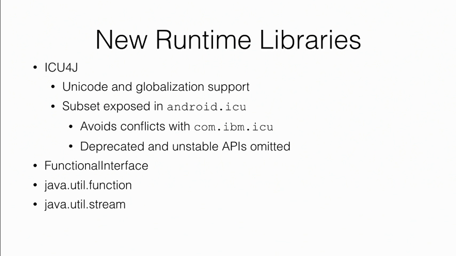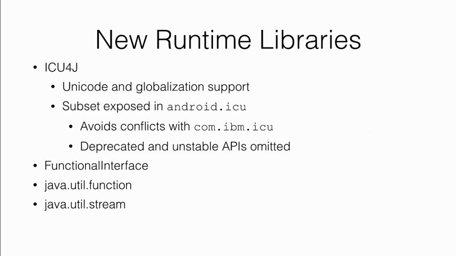We also have new runtime libraries. One of the big new ones is ICU4J. It's now part of the framework. ICU is a library that's useful for globalization, internationalization of your application. It's a fairly large library, so it's now part of the framework. We use a different package name so that we don't clash with the existing package names, and you can now rely on it being in the framework so you can reduce the size of your APK.